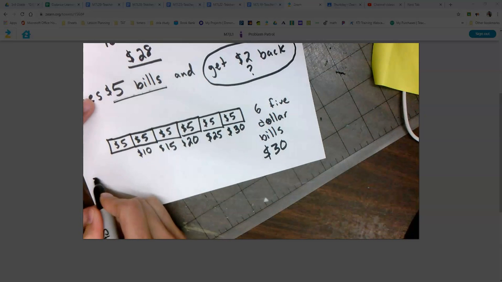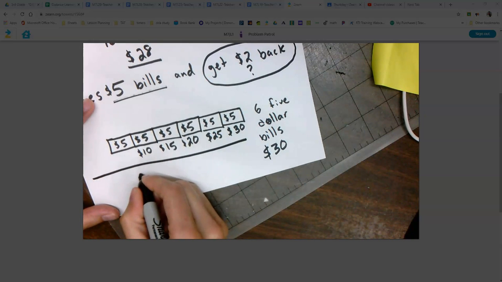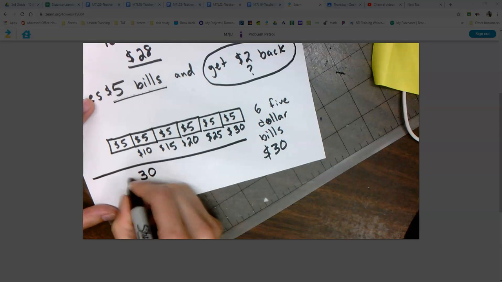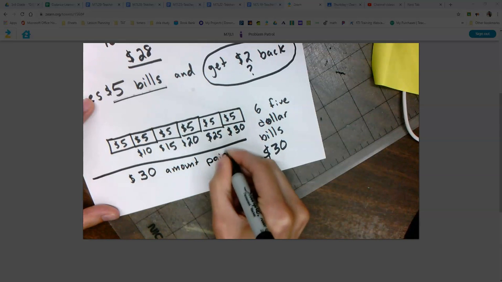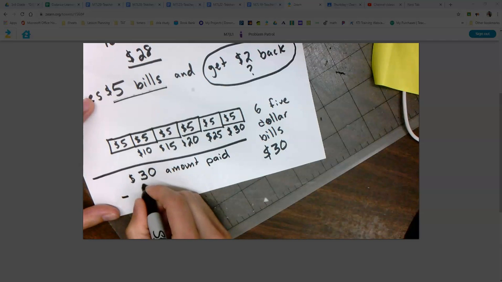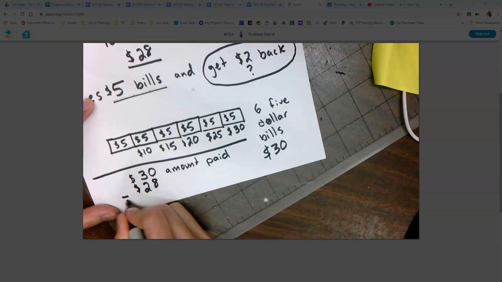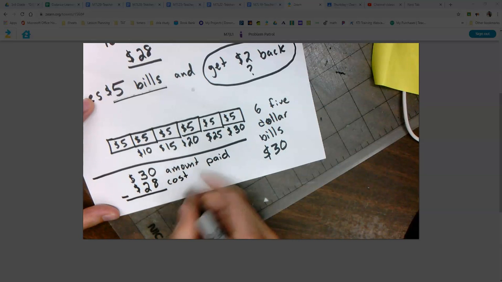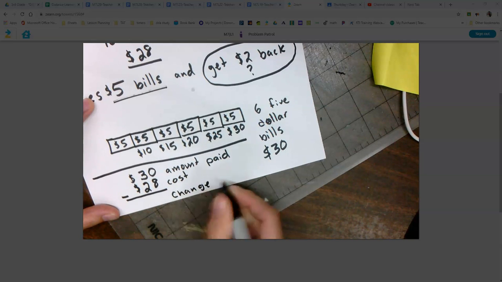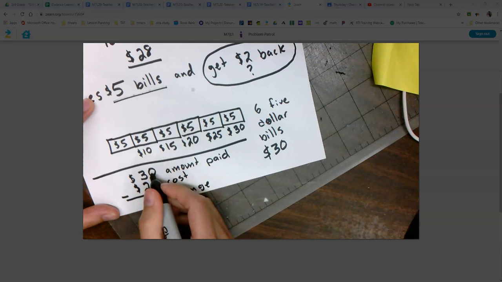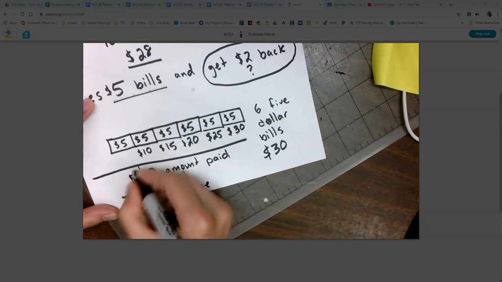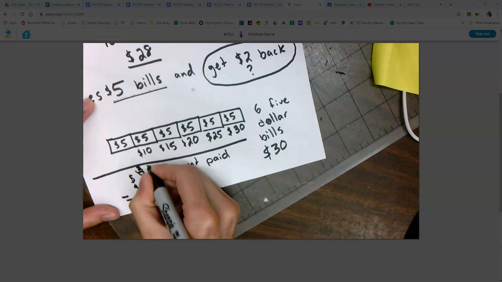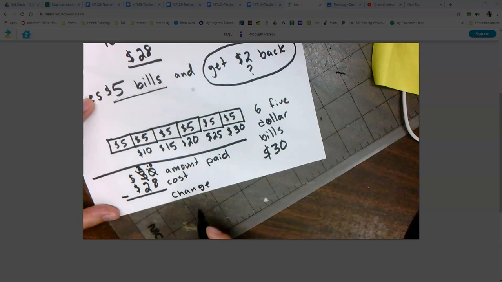So I'm going to take $30, because this is the amount that he paid. And I'm going to take away the cost of the tickets and see if he gets $2 and change. I see I have 0 in the ones place. I'm going to borrow from the tens place. He has 2 tens left, and I'm going to give it to this one. So he has 10 ones now, and he's taking away 8 ones. That's 2 ones left over.